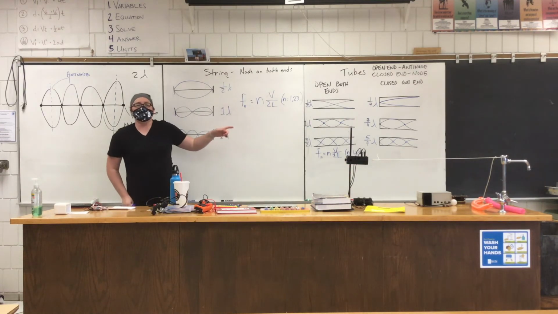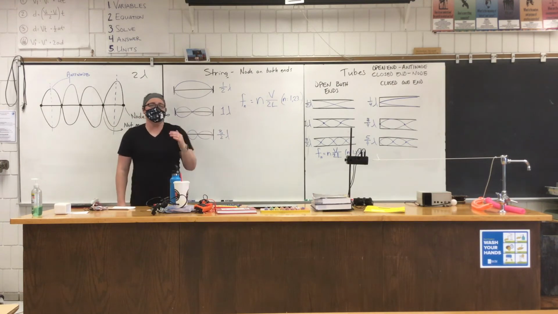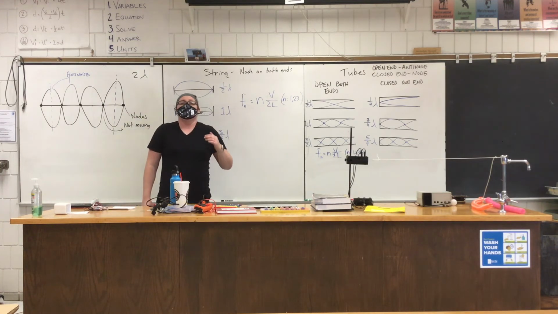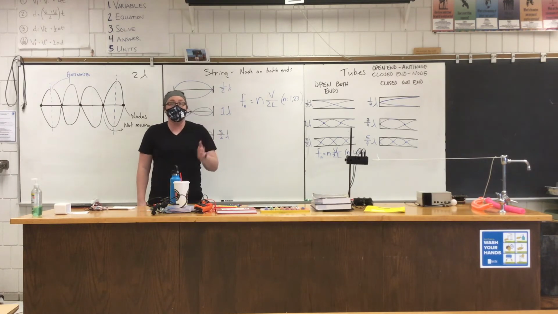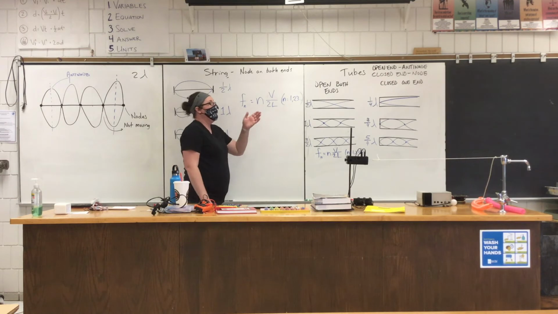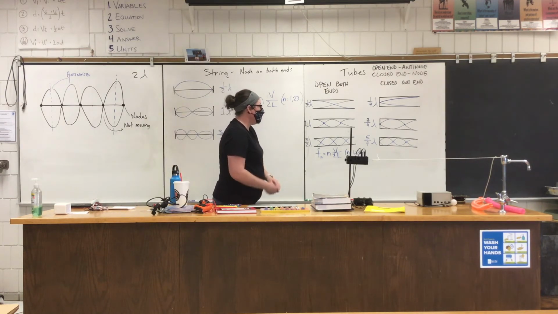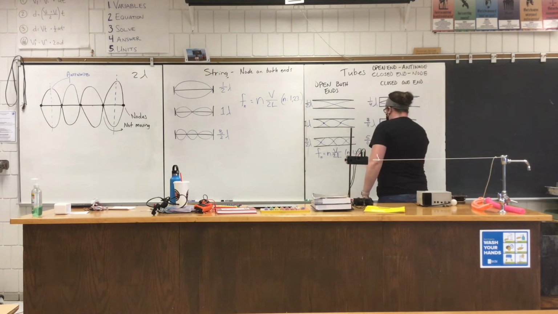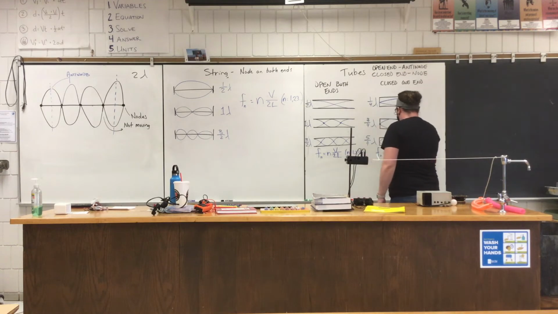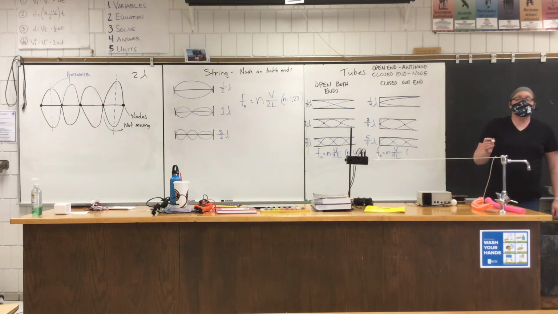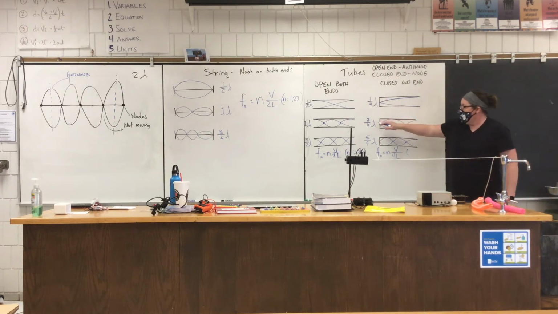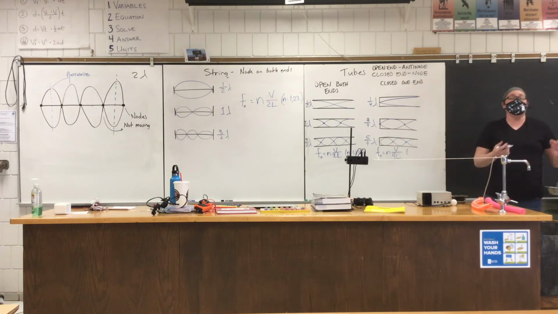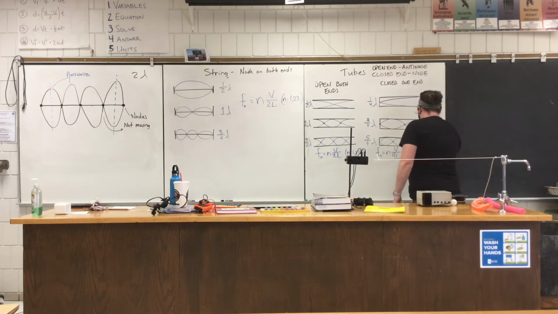But that same pattern can't hold true in the next part because we go from 1/4 to 3/4 to 1 1/4 to 1 3/4. So we go up by halves, but we're going up by halves, landing on the fourths. So the equation for closed at one end is this. F of n equals n v divided by 4l, and the n can only be 1, 3, 5, 7, 9. It can only fall on those odd numbers. 1, 3, 5, 7, etc.